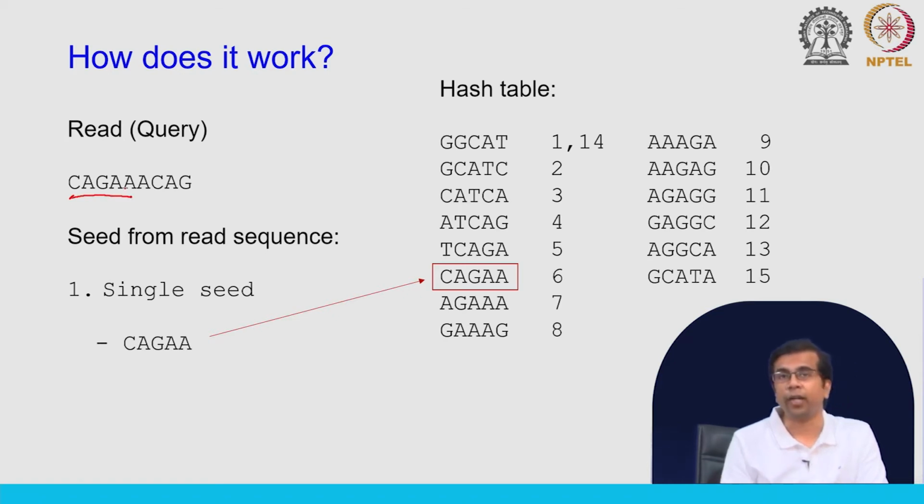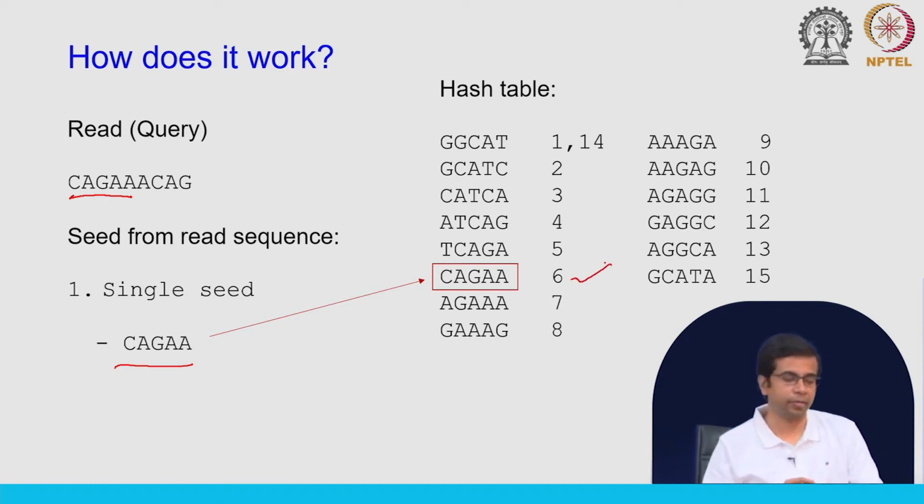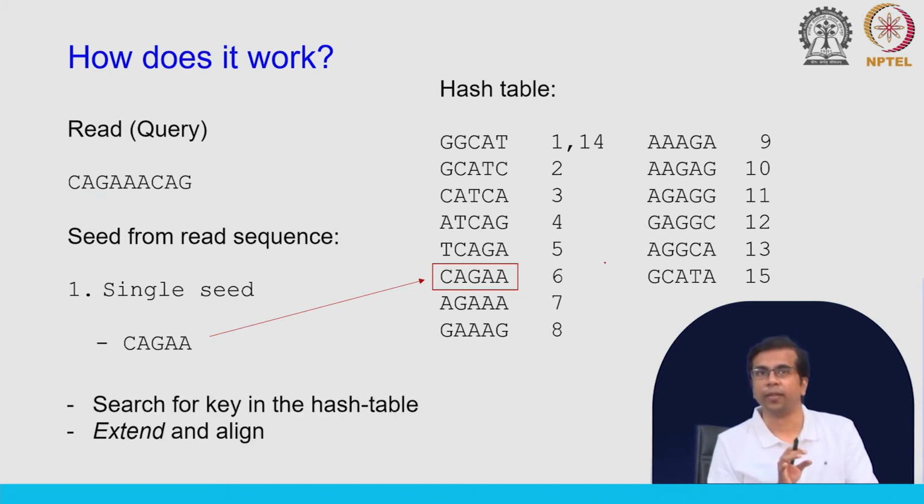So, CAGA, we have generated this seed, it is here, right, a single seed, and we then look for this seed in the hash table, and here it is. We have this CAGA and we get the value, which is 6. So, this seed is present at the 6th position of the reference sequence. What it means is that this read starts at the 6th position. That information is now available to us after we have managed to search this seed in the hash table.